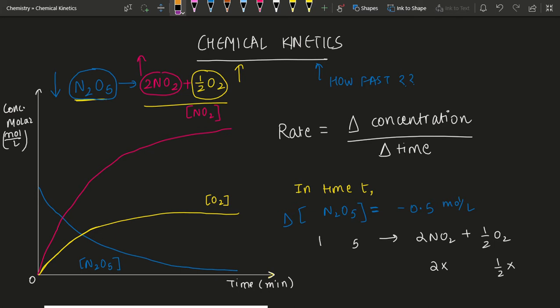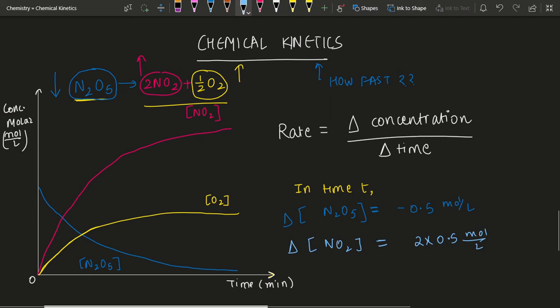So since you have this stoichiometric equation, the change in the concentration of NO2 is double the change in the concentration of N2O5. So you could have written 2 times 0.5 moles per liter. Why didn't I write the negative sign? Because the concentration of NO2 is increasing. And similarly, I could write that the concentration of O2 increases by half times 0.5 moles per liter.